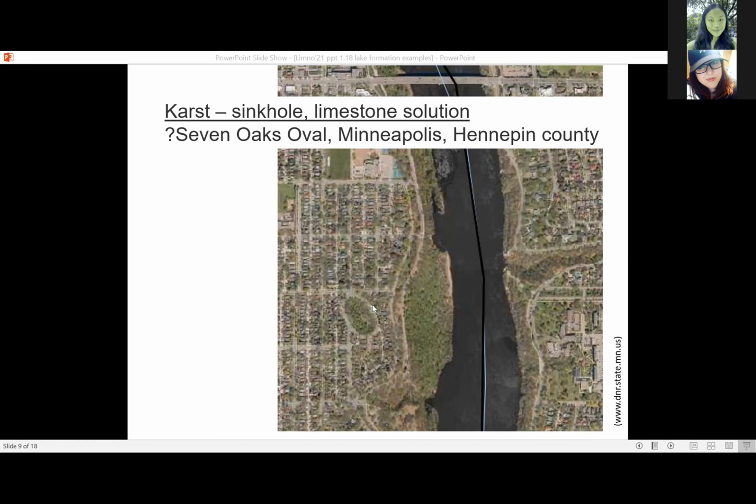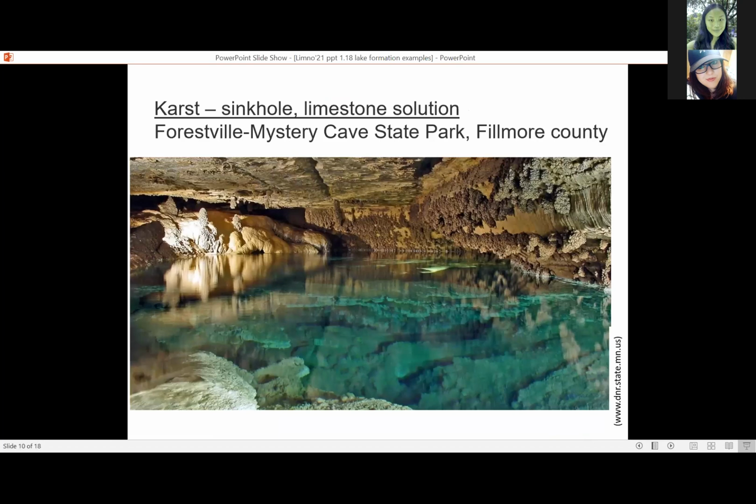Now, I do know a karst lake in Minnesota, despite what I just said. I do know of one. It's too small to be counted as a lake. You know, to be counted as a lake, it has to be 10 acres or 4 hectares. So this is too small. Plus, it's underground. So is it a lake?